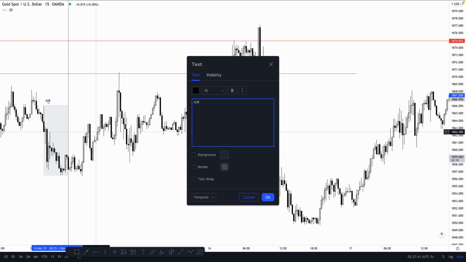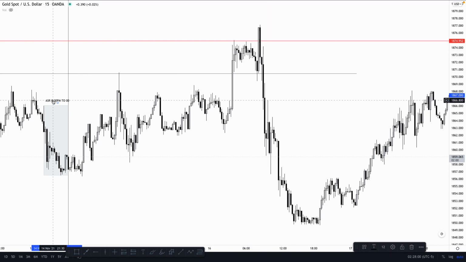Asian range is from 8:00 p.m. to 00. So this is my Asian range. Like I use most of the Asian range of ICT. You can check from 8 to 8, but sometimes I do use the Asian range until somewhere 7 p.m.